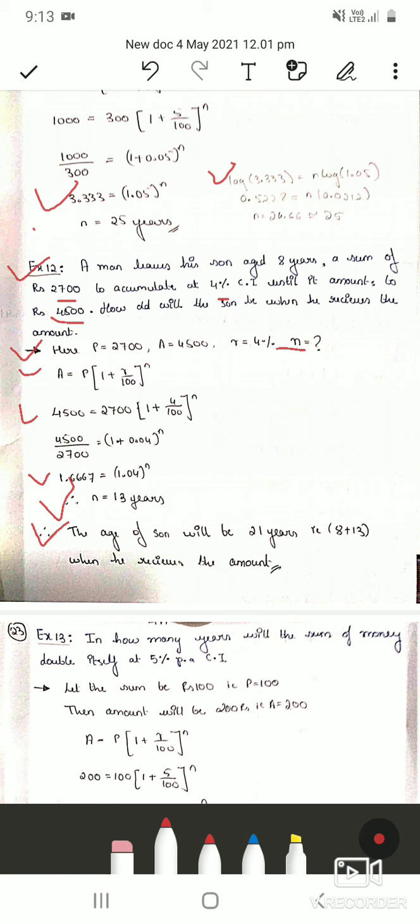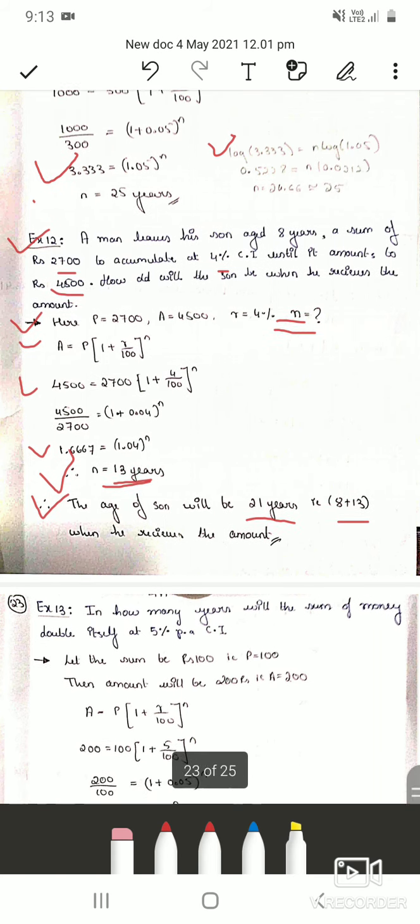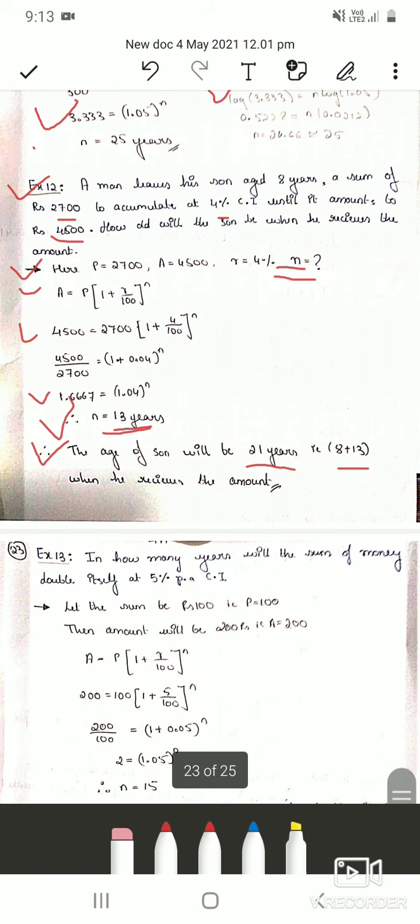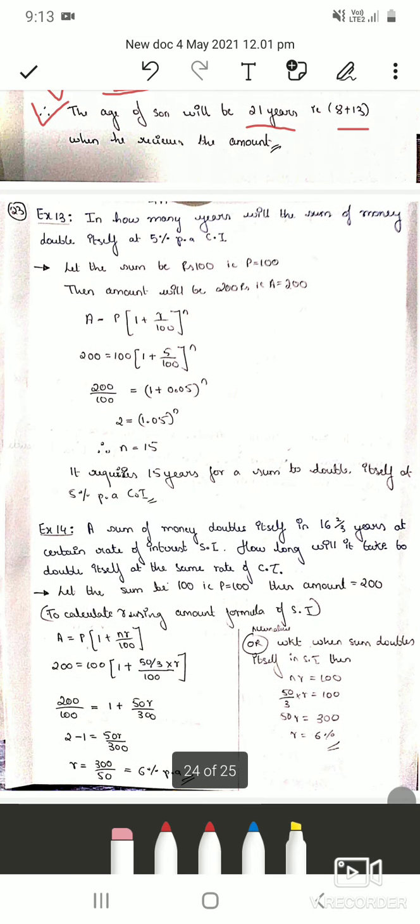So 2700 will amount to 4500 after 13 years. So after 13 years a son gets his amount. Initially the age of the son was 8 years and he has to wait for 13 years. So therefore he will be 21 years old when he receives the amount, which is 8 plus 13. Here the question is not to find n but to find the age of the son when he receives the amount. Therefore it is n plus his initial age, which is 8 years. So the son will be 21 years when he receives the amount.